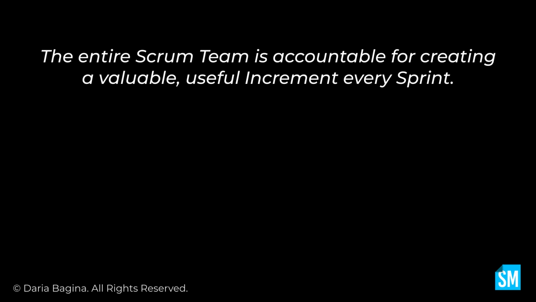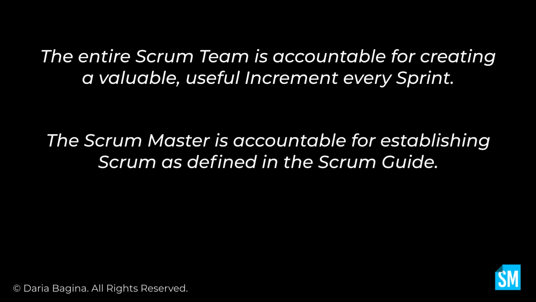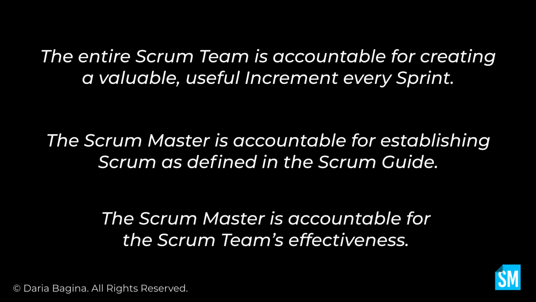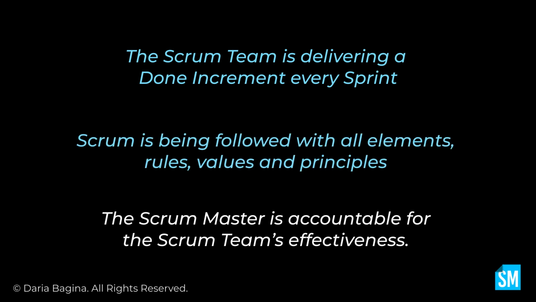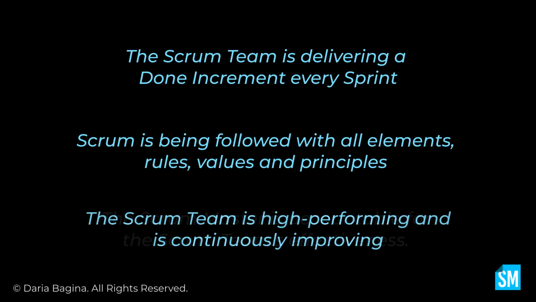The entire Scrum team is accountable for creating a valuable, useful increment every sprint. So that means that the Scrum Master, as part of the Scrum team, is also accountable. The Scrum Master is accountable for establishing Scrum as defined in the Scrum Guide. And the Scrum Master is accountable for the Scrum team's effectiveness. Practically, what it means is that a Scrum Master is doing a great job if the Scrum team is delivering a done increment every sprint, Scrum is being followed with all elements, rules, values, and principles as it was designed, and the Scrum team is high performing and is continuously improving.